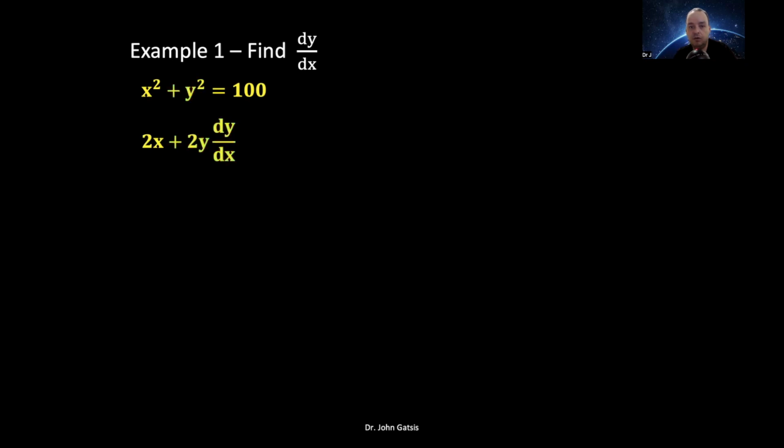Finally, the derivative of 100 is 0 since 100 is constant. Now it's a matter of cleaning things up. Let's isolate for dy dx, and that is your final answer. So let's move that 2x over. It becomes negative 2x. And then to get rid of the 2y, we're going to divide both sides by 2y. And there you go. That's the final answer.